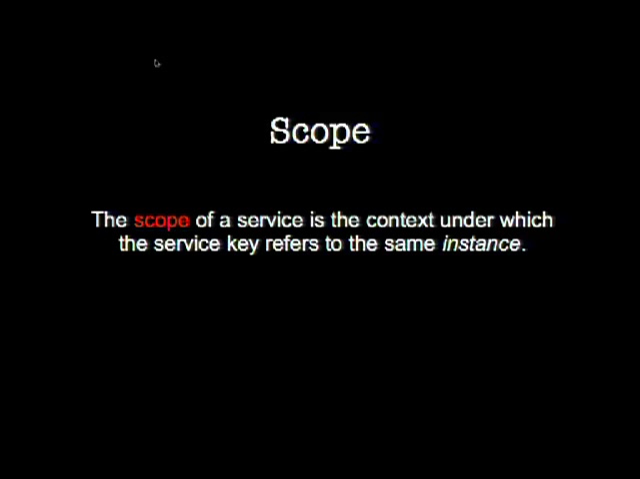Scope is something that's used. This idea is common to most dependency injection frameworks. And scope just refers to the context under which the service key refers to the same instance. So for example, each time a request is made for a particular service, should it instantiate a new object each time, or should it always give you the same instance? And different frameworks have different default scopes, as we'll see shortly.